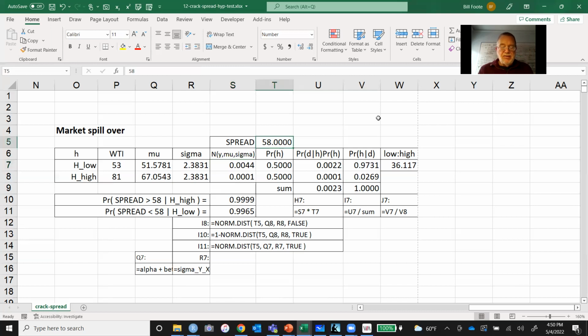Okay, so let's put this up closer to 61 and see what happens. Definitely, because 61 is much closer. Look at how this flipped down here. Okay, the spread less than 61 given the low. Does that make sense? Spread greater than 61 given the high. Or is it the other way around? I think it's the other way around.